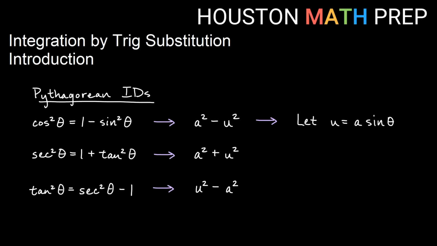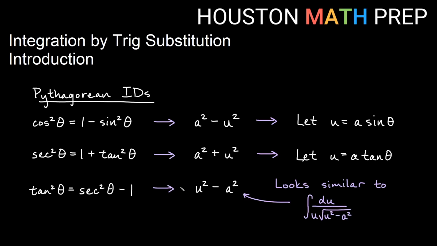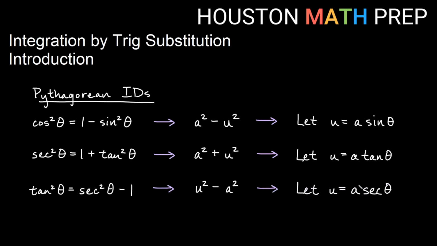The one with plus between the squares, because that looks similar to tangent and similar to this identity, we are going to let u equal a tan theta for our substitution. And for the last one, variable term minus constant term, both squared, this looks similar to something that gives us an inverse secant. So we're going to let u equal a secant theta. So if you can know these three forms and how to spot them and relate them back to the definitions for integrals that you probably already know, that will tell you whether to let u equal a sine theta, a tangent theta, or a secant theta.